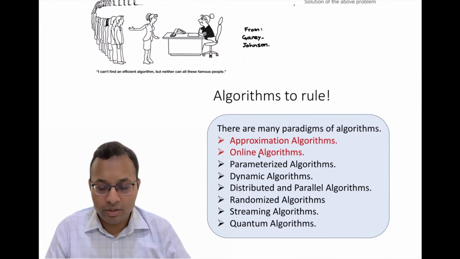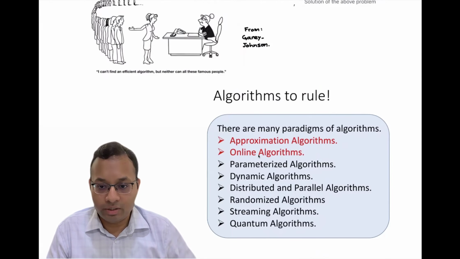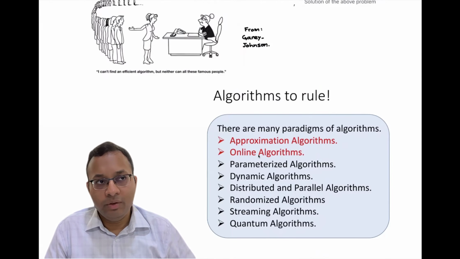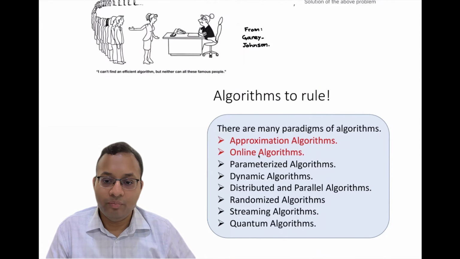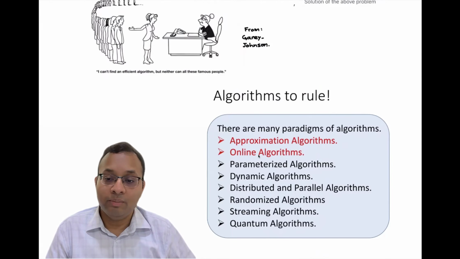In some cases, the questions are easy if some particular parameters, let's say the size of your solution, is small. Then the problem can be solved easily using parameterized algorithms in some contexts. Or if the input that you're dealing with changes over time, it's dynamic in nature, then dynamic algorithms can help. If you're dealing with parallel computers or a distributed setting, then distributed and parallel algorithms can help.